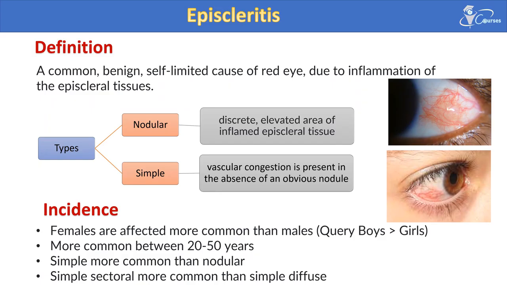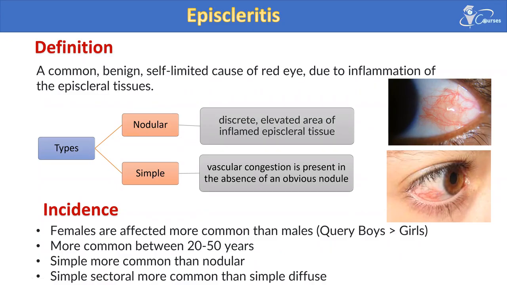So if you have any other sentence that is more wrong or more confusing than this sentence about incidence in boys and girls, then remember that there is a query about more incidence in boys. It is more common between 20 to 50 years of age. The simple form is more common than the nodular, and the simple sectorial is more common than the simple diffuse.